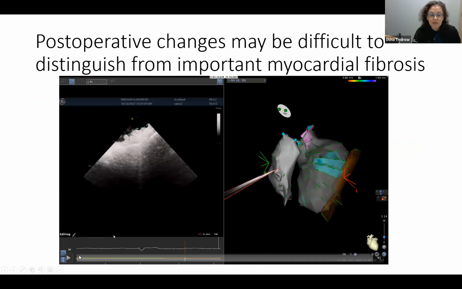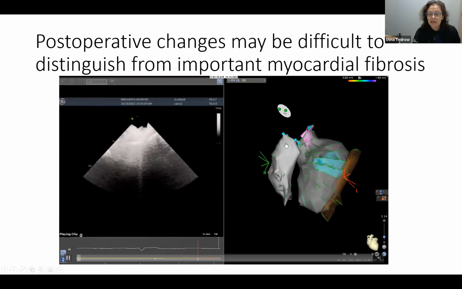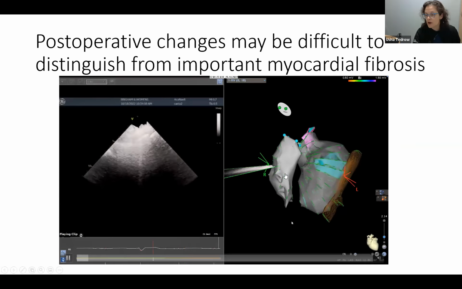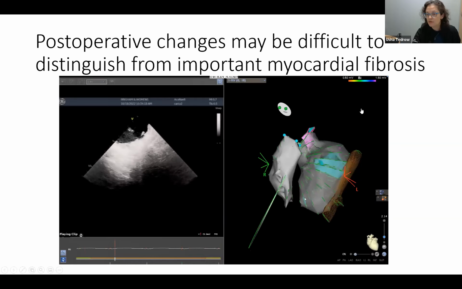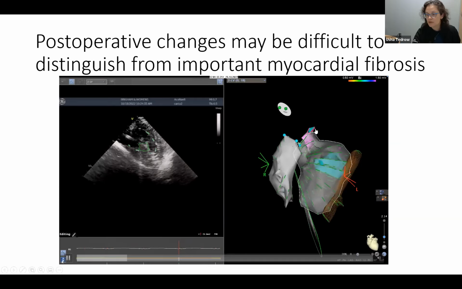The other problem with it, let me see if I can get this to play, is this is a patient with a prior mitral valve replacement. And if you just look at areas that look bright on CT, you can get a little bit confused, particularly in the postoperative setting.